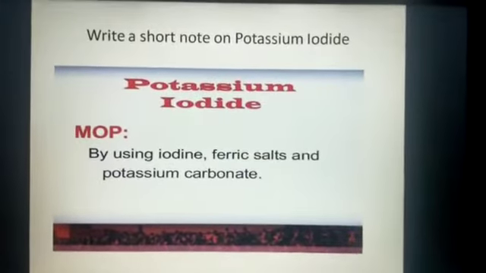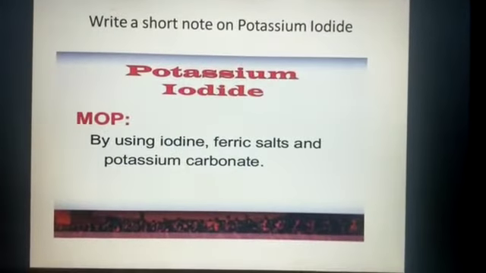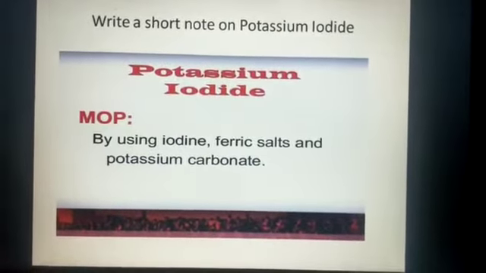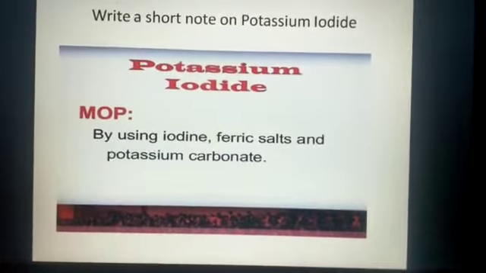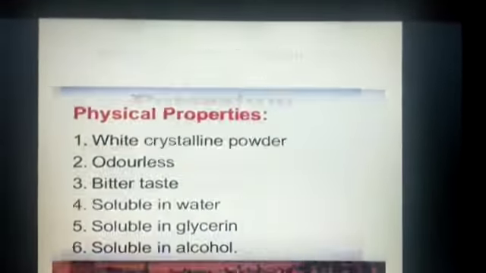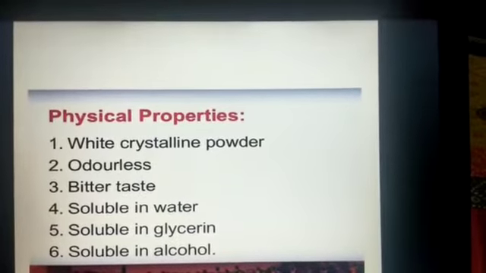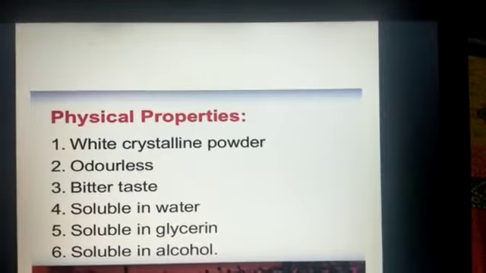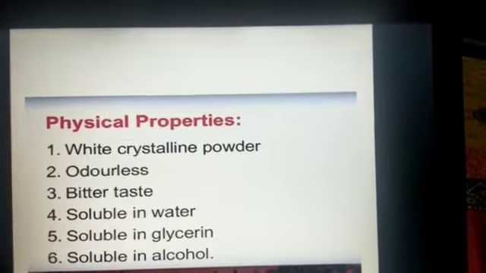Another expectorant is potassium iodide. Potassium iodide is prepared by using iodine, ferric salt and potassium carbonate. Potassium iodide is usually a white crystalline powder. It is odorless with a bitter taste. It is soluble in water, glycerin and alcohol.